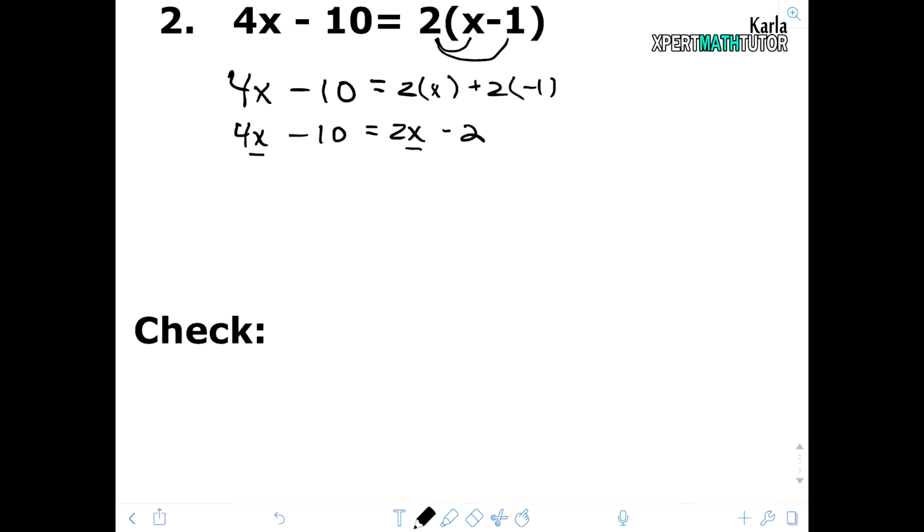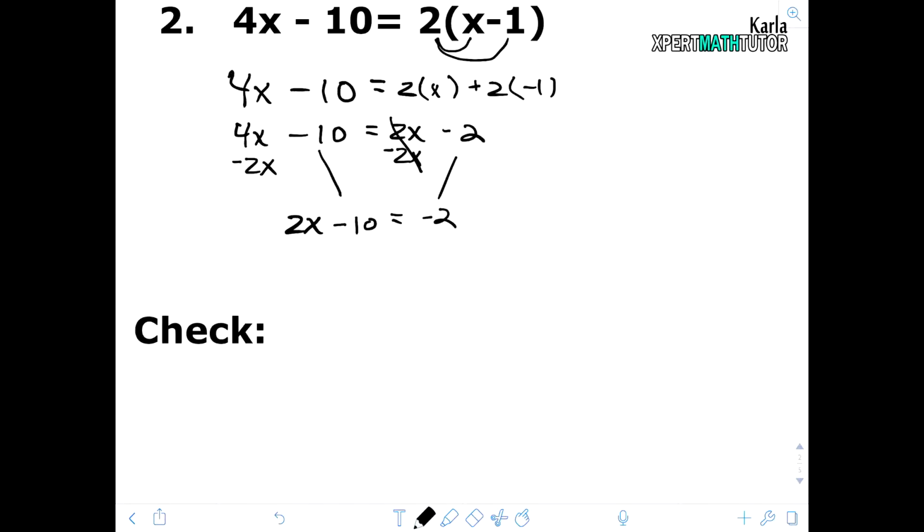Now I see that my x's are still on either side of the equation. So I'm going to subtract 2x from the right side as well as the left side. 4x minus 2x equals 2x. We'll bring down this negative 10 equals positive 2x minus 2x, that cancels. We're going to bring down this negative 2.